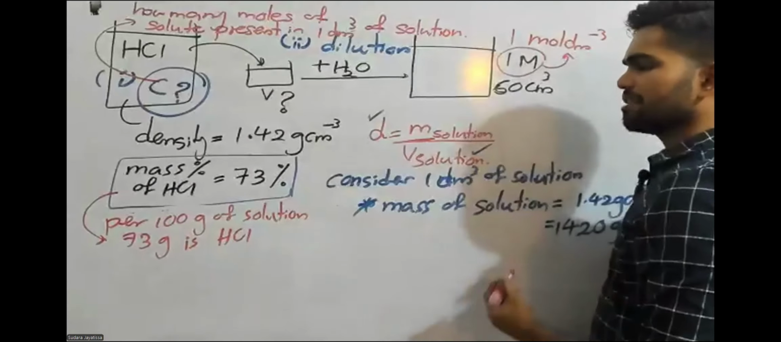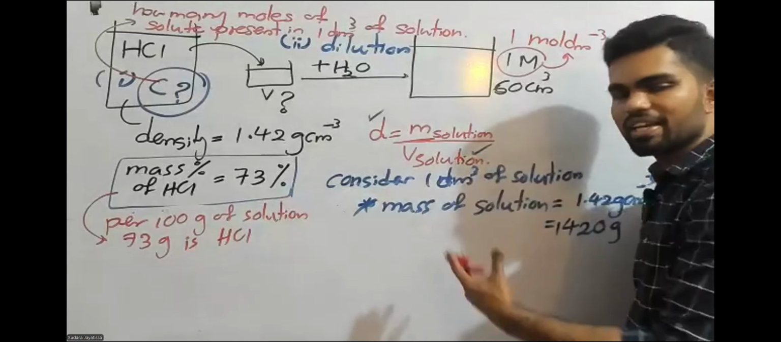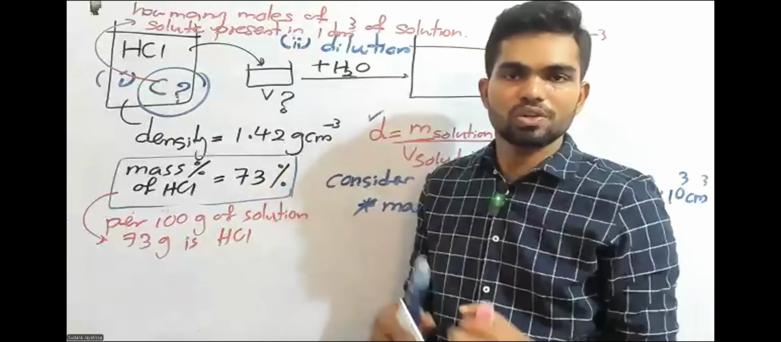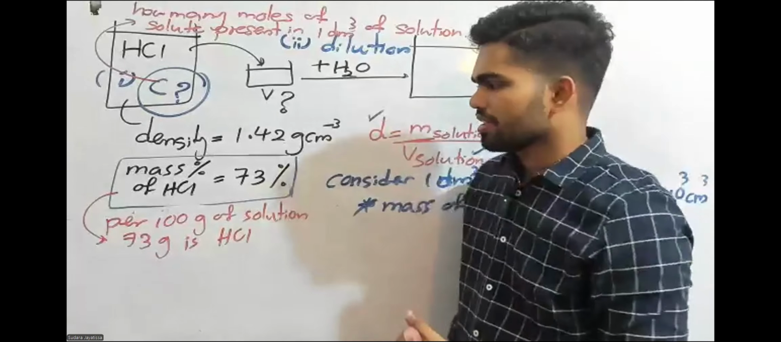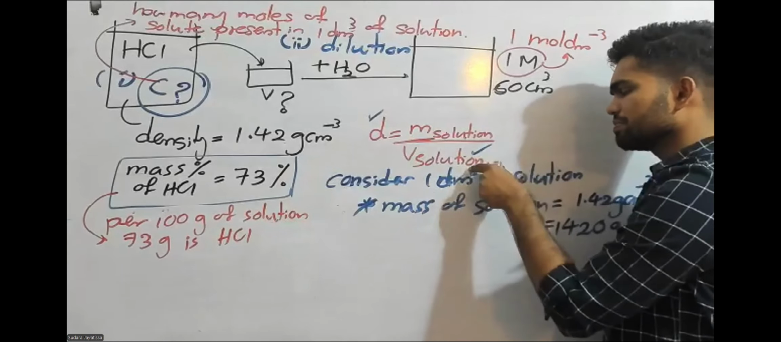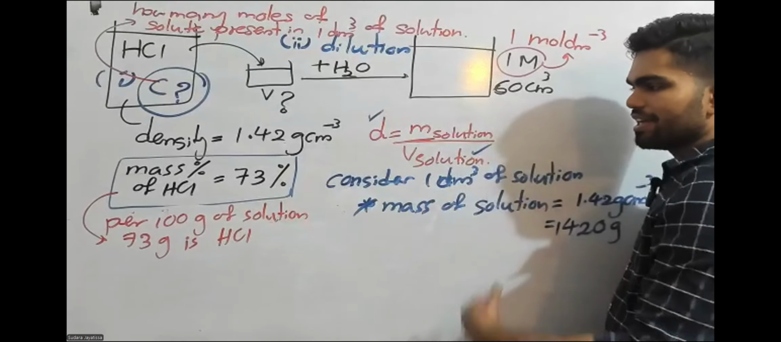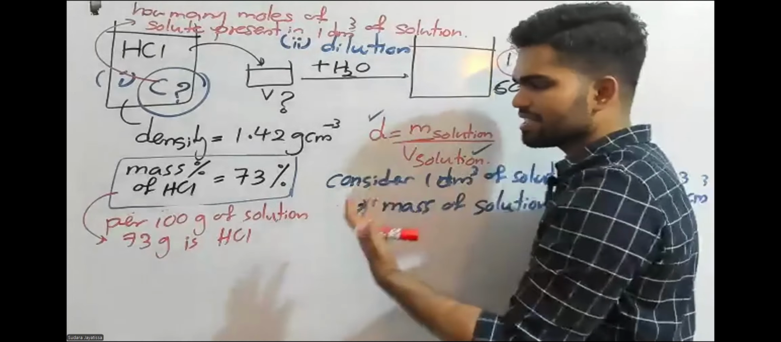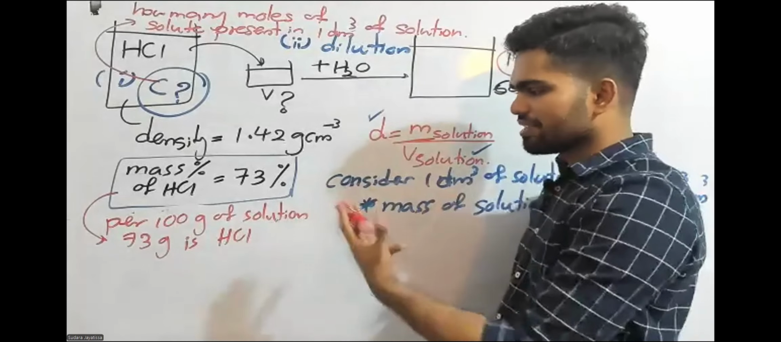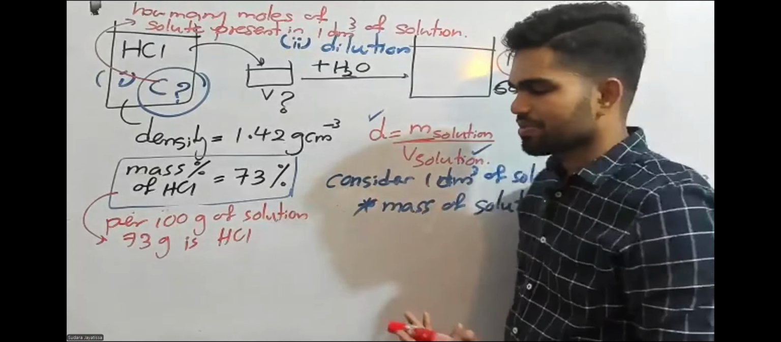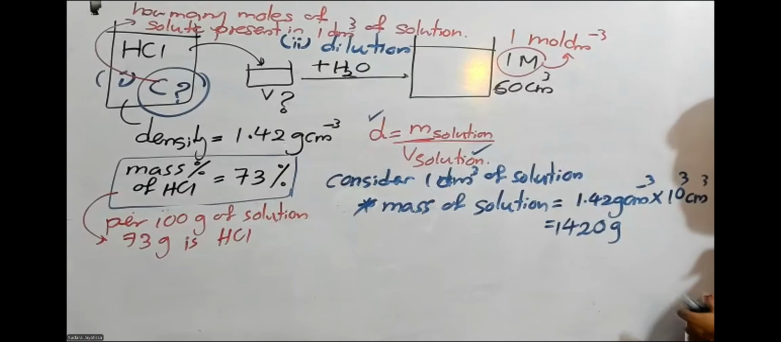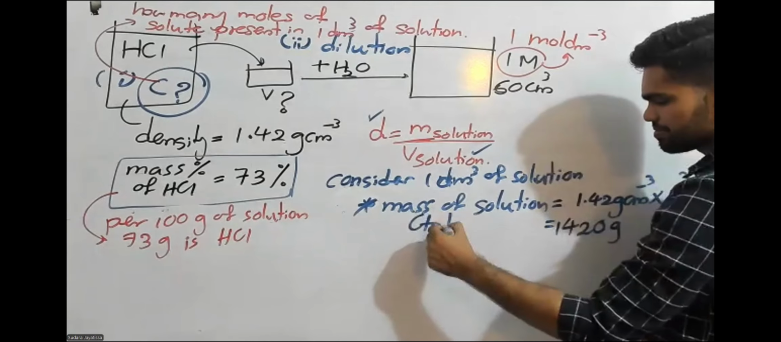So likewise, I am advising you to take the meaning of each data. When they say density, it is the total mass over total volume. Here it is a solution, therefore it is the mass of solution over volume of solution. And when they give a percentage, that means how much of that is available. So out of 100 grams of total, 73 is HCl. Now we found the total mass, the mass of the solution.